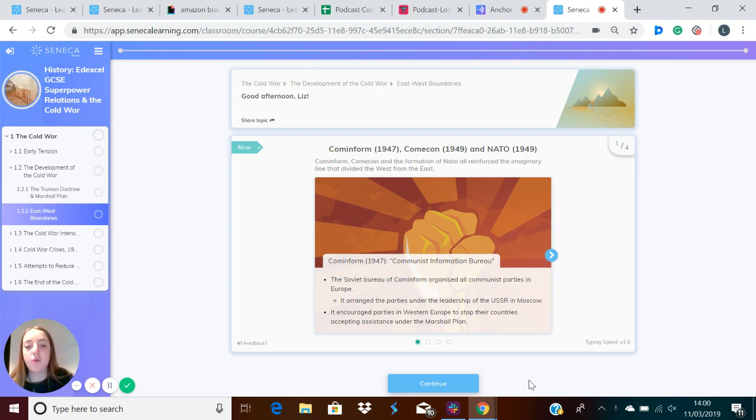Cominform was in 1947. The Soviet Bureau of Cominform organized all communist parties in Europe. It arranged the parties under the leadership of the USSR in Moscow. It encouraged parties in Western Europe to stop their countries accepting assistance under the Marshall Plan.